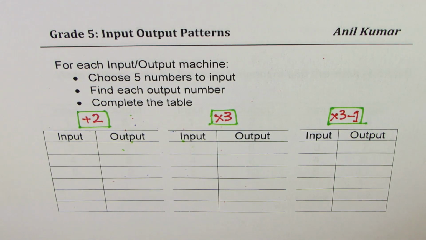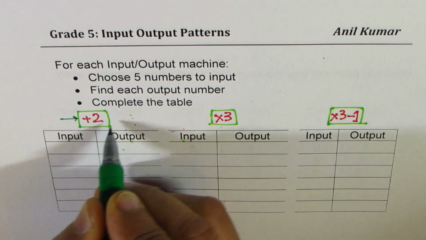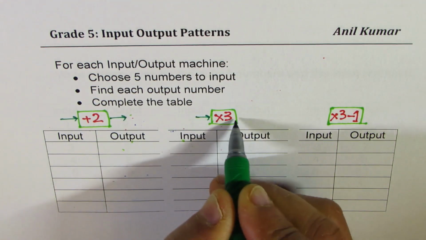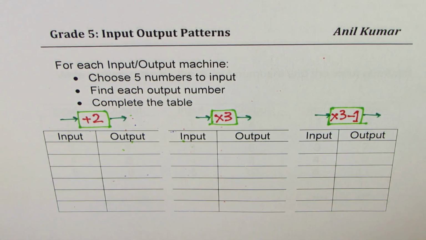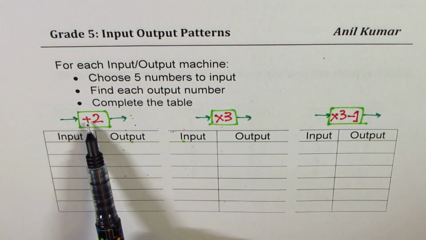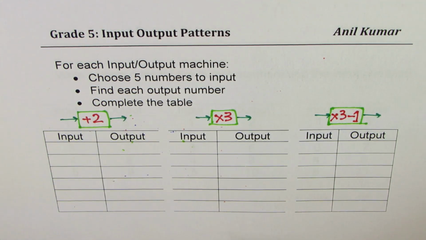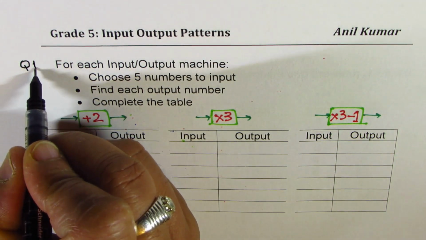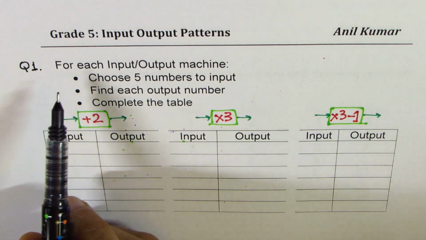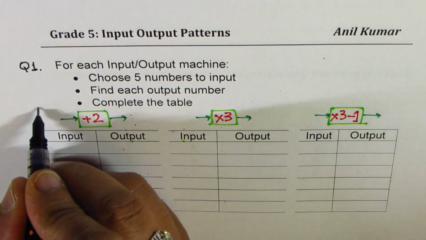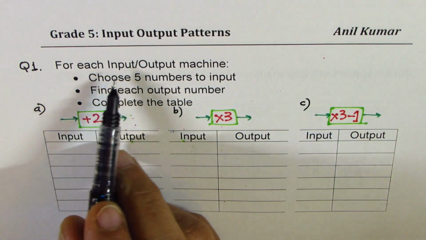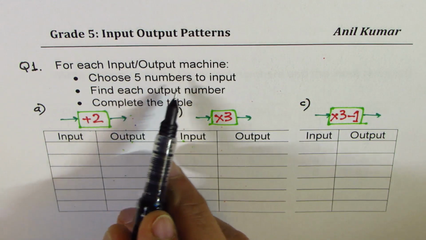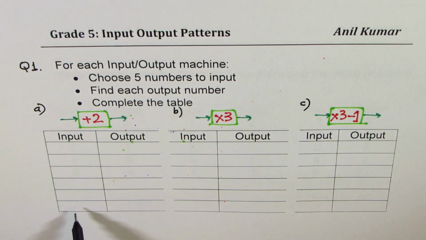So let us say that becomes our 3 different machines, okay? Now, your exercise here is to decide on the inputs and outputs for each, correct? You could decide different numbers on inputs and then calculate the outputs with this operation. So now the question I hope is clear. So let me write this as question 1. Question 1 is, for each input-output machine, let me call this machine A, this is my machine B, this is my machine C. For each input-output machine, choose 5 numbers to input, any 5 numbers, right?